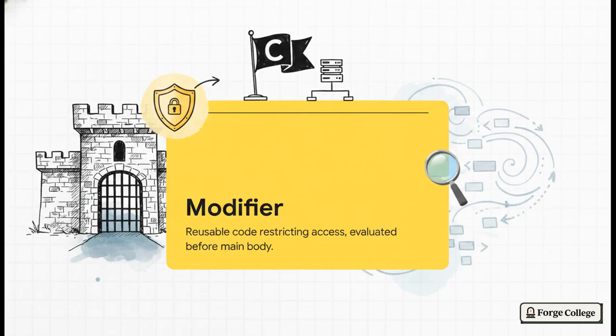By centralizing our access logic into a modifier, we create this awesome reusable checkpoint. You don't have to copy and paste the same security checks into 20 different functions. You just slap the modifier on there, ensuring only authorized accounts can trigger those specific state changes.